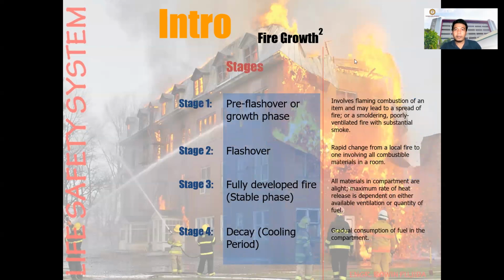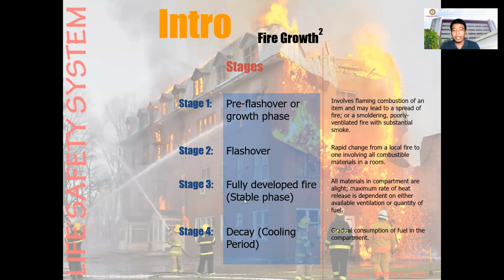So next is the fire growth stages. For stage 1, that is pre-flashover or growth phase. It involves flaming combustion of an item and may lead to a spread of fire or a smoldering, poorly ventilated fire with substantial smoke. Stage 2 is flashover. So rapid change from a local fire to one involving all combustible materials in the room.